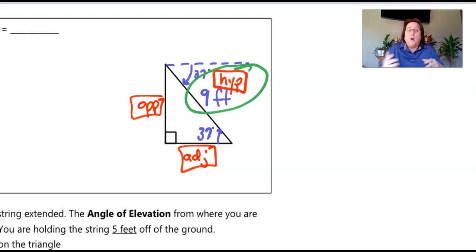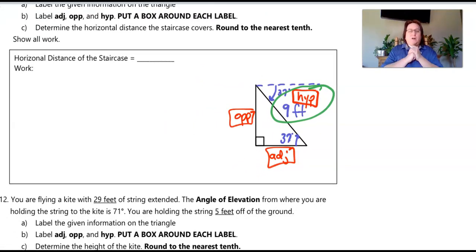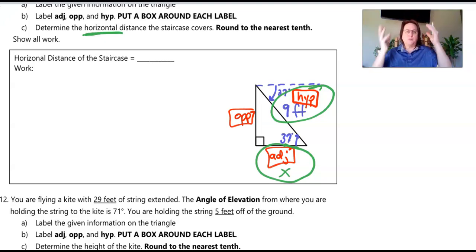The question is, what do we want? What side are we really looking for? What do you guys think? Are we looking to find the opposite side or the adjacent side? Hey guys, it says find the horizontal distance of the staircase. So that means I'm looking for the adjacent side. Horizontal is always flat. I have the hypotenuse and I want the adjacent. So which trig function should we use?